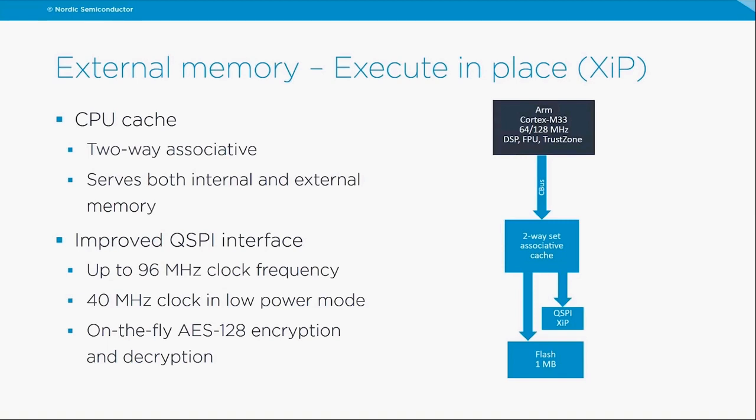It also has low power mode, and a very interesting thing is that it can do on-the-fly encryption and decryption. This is very useful if you are afraid of attackers reading out sensitive data from the external flash. So with this system, you would encrypt the data and put it on the flash, and then it is unreadable. Then the nRF5340 can decrypt on the fly when you need the data. It can also write encrypted data into the flash.